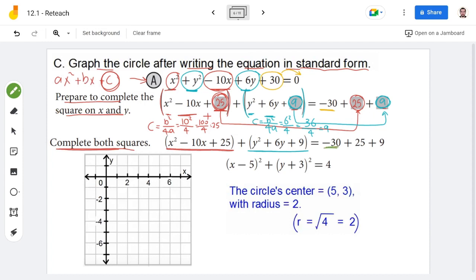Now I have negative 30, and I have 25, and also I have 9 here. So now let's add all of these together. So negative 30 plus 25 plus 9 is equal to 4. Okay, now do you remember how we do the complete square?